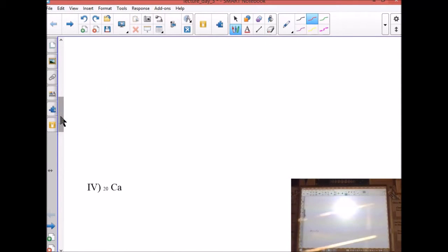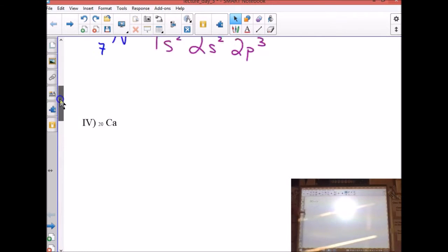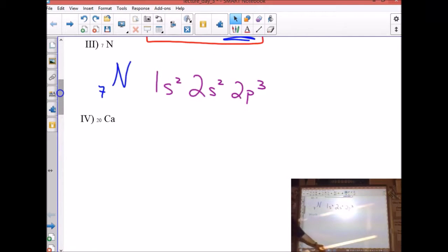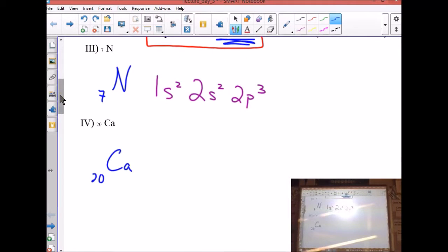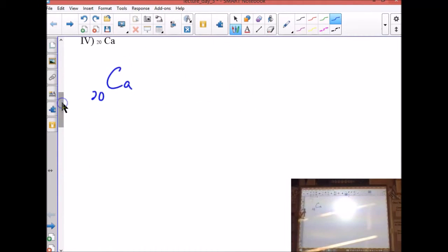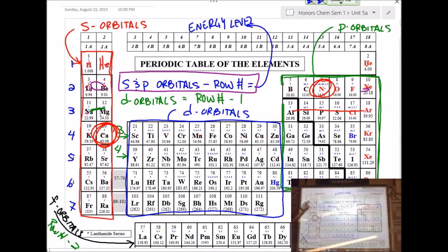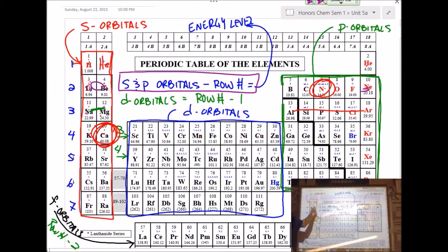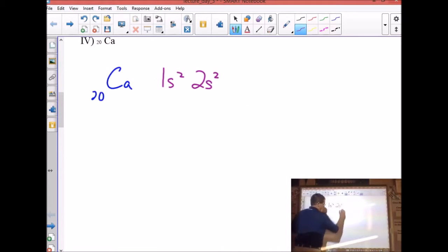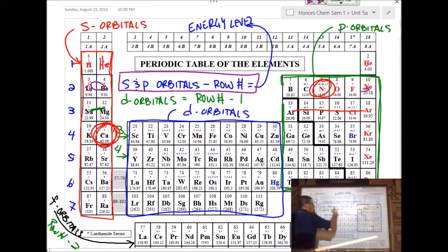All right, so let's look at calcium. Okay, calcium. So again, where do we start? 1s. 1s what? 2. So let's go a different color. So 1s2. Then we fill up the first row. We go to the second row. 2s2. Then we go to the next. Go across. What is it? 2p6 because it's full.